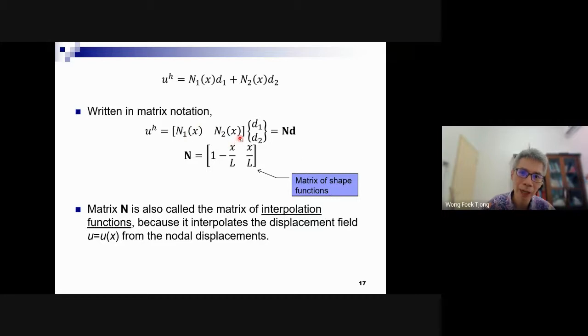Agree? I denote this matrix using capital N. So this is called the matrix of shape functions, or shape function matrix. d is the nodal displacement vector. So using matrix notation, we can write that our displacement is N d, the shape function matrix times the nodal displacement vector. Matrix N is also called the matrix of interpolation functions. Why? For the reason that all of the functions inside the matrix interpolate the displacement field from the nodal displacement. Okay, like this.